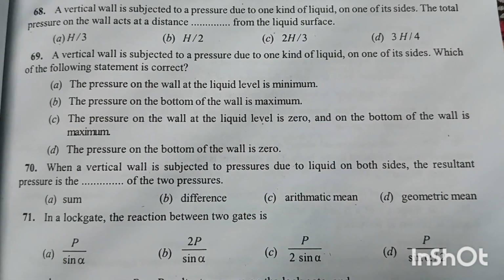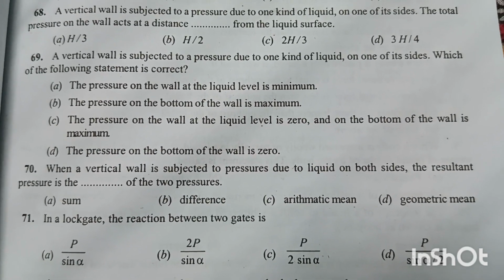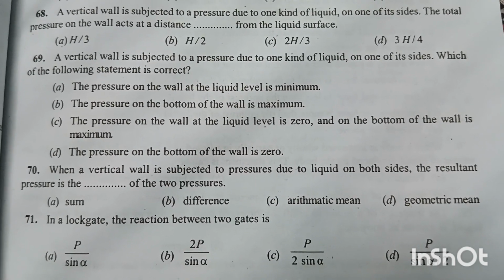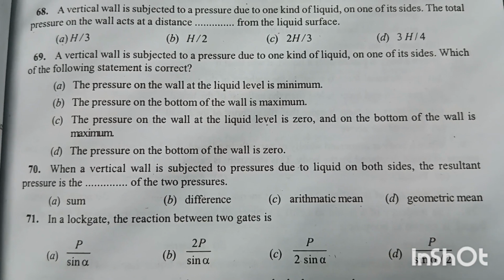Question number 70. When a vertical wall is subjected to pressure due to liquid on both sides, the resultant pressure is the difference of the two pressures. Option B is the right answer.